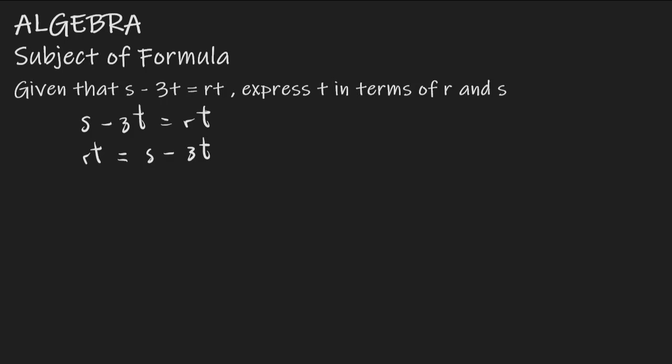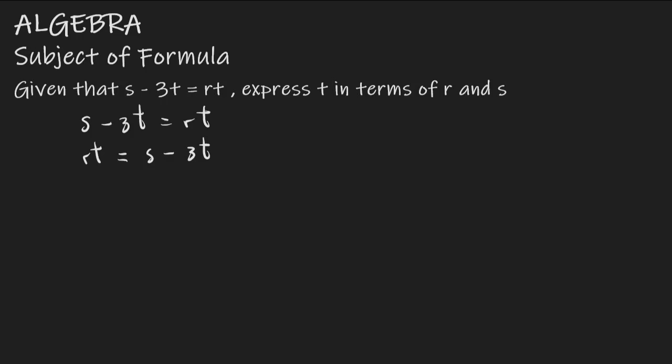I would like to express t in terms of r and s, which means I want t to be my subject of formula. In order for me to do this, I want all my t terms on one side of my equation. My preference is the left-hand side. I already have rt on my left-hand side, but I have minus 3t on the right. I need to remove minus 3t from the right and bring it over to the left. I get this done by using the opposite operation on 3t. I need to add 3t to the right-hand side of the equation.